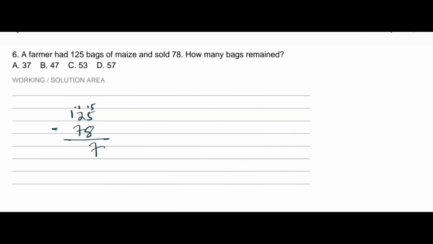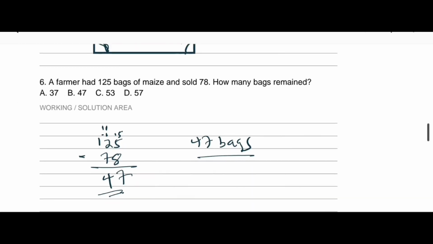And then over here, because you have taken 1 out of these two, we are just left with 1. 1 minus 7 is also negative, so you borrow 1 from here and add it to this. It will become 11. So 11 minus 7 is 4. Therefore, 125 bags minus 78 bags will be 47 bags. So the answer is 47 bags, which is B.